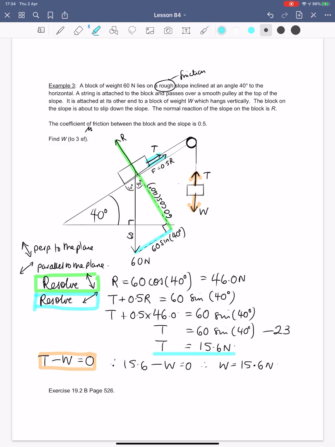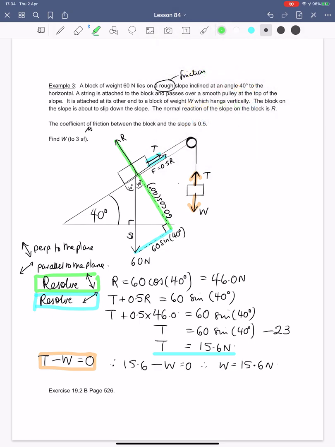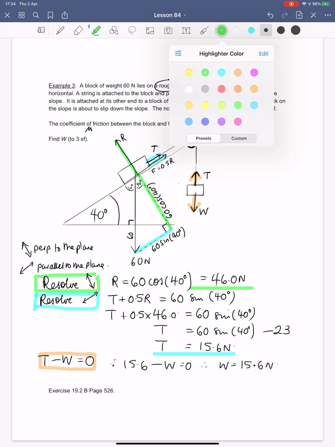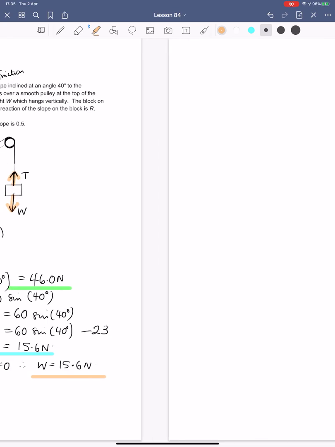So that's the blue answer, that's the green answer, and that's the orange answer. I think we've got everything. Find W, done that. Excellent.